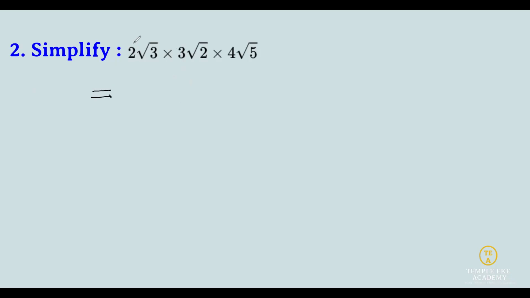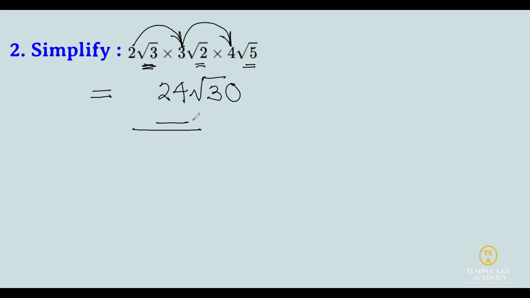Now, the rational parts. 2 has to multiply 3, that gives us 6. 6 has to multiply 4, and that's 24. Now, let us multiply the surds. All of them are different: square root of 3, square root of 2, and square root of 5. Let's take them together. 3 times 2, 6. 6 multiplied by 5, 30. So we have a common square root of 30. This is very easy to handle. So that's the pattern with multiplication.